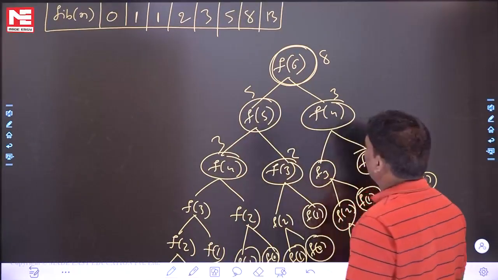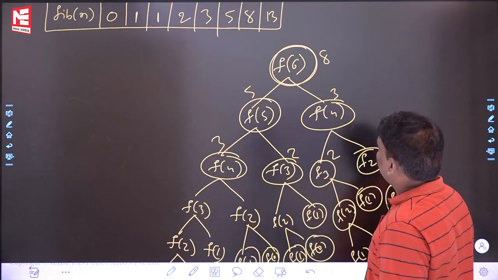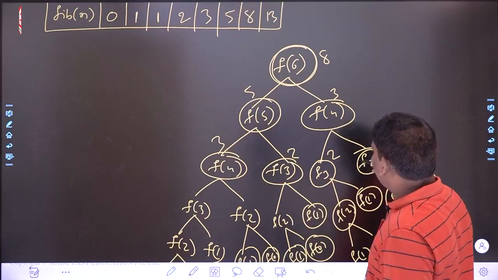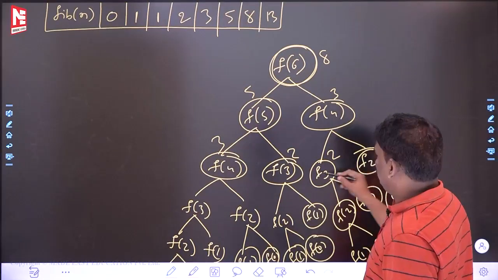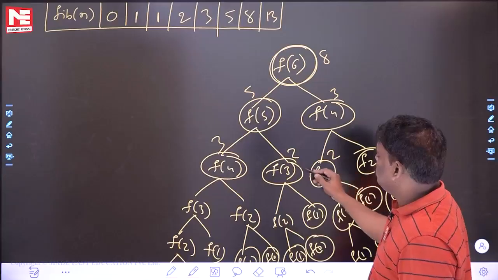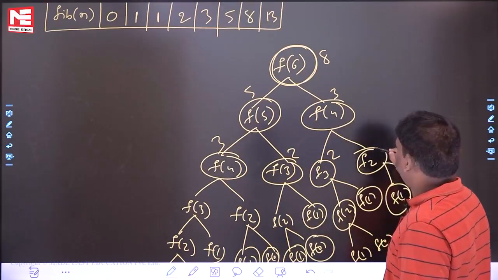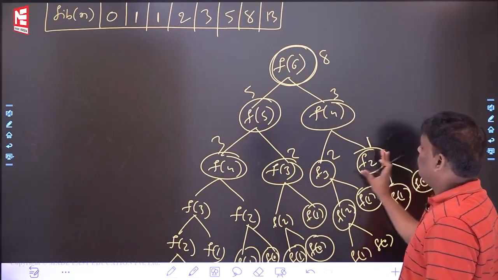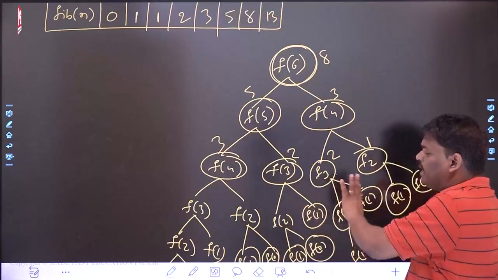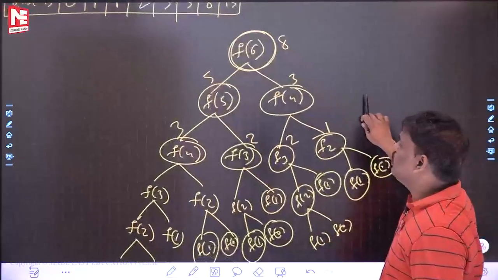Merge algorithm. Can you say Fibonacci of 3? 2. Fibonacci of 3 is this one. Fibonacci of 3, how much? 2. Next one, Fibonacci of 2. What is that one? 1. If you add them, 3. Remaining all will be the same.